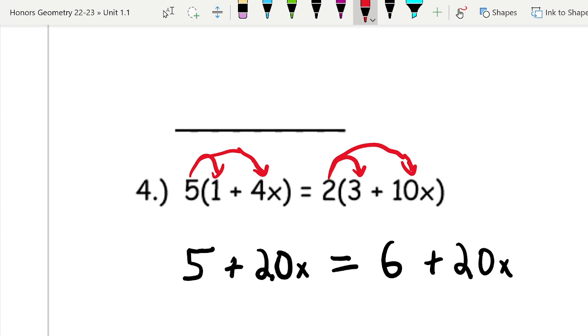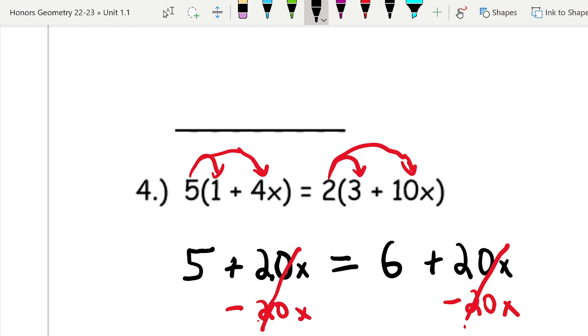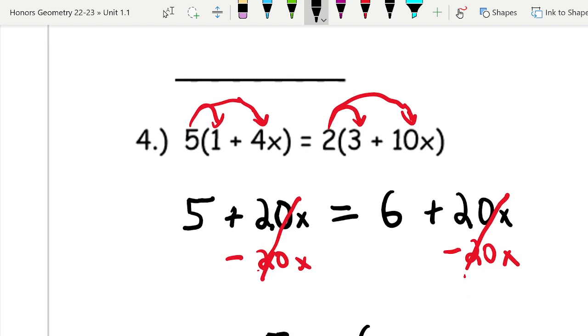My next move may be to subtract 20x. But when I do that, here's where we have a problem. 20x cancels on the left, and 20x cancels on the right. All we have left now is 5 equal to 6. We don't have any x's to solve for, we just end up with the statement that 5 equals 6. Well, 5 does not equal 6.